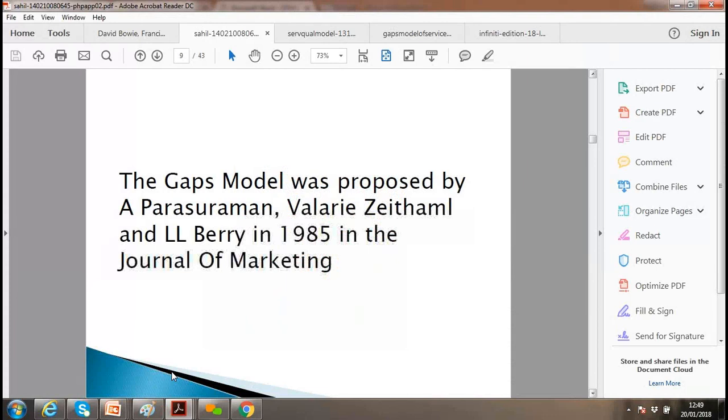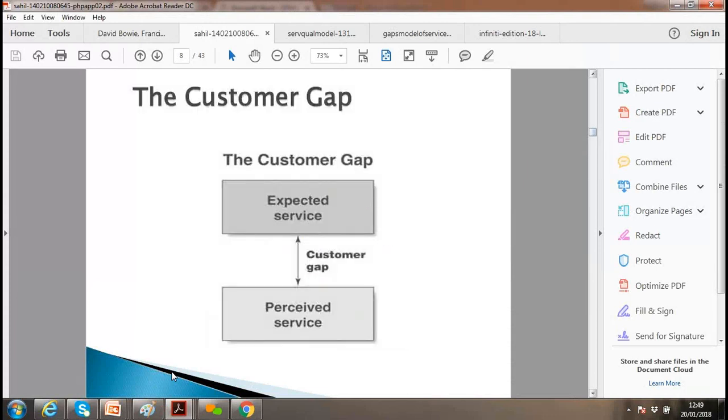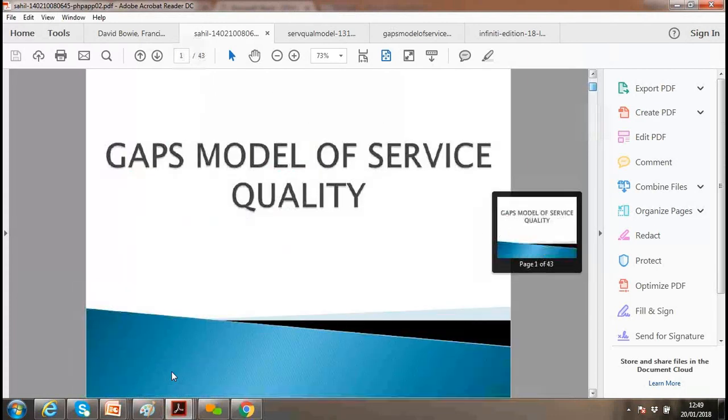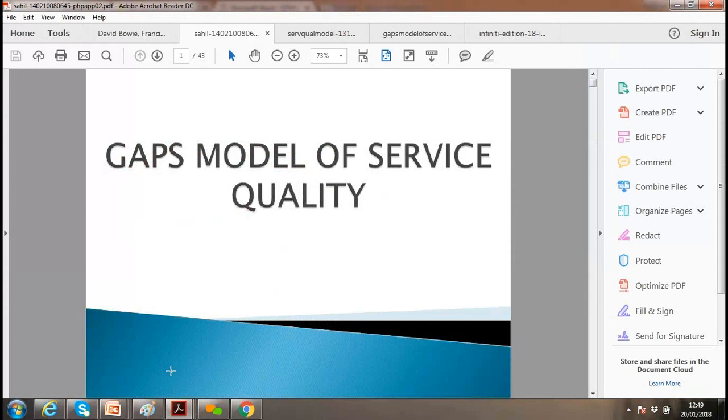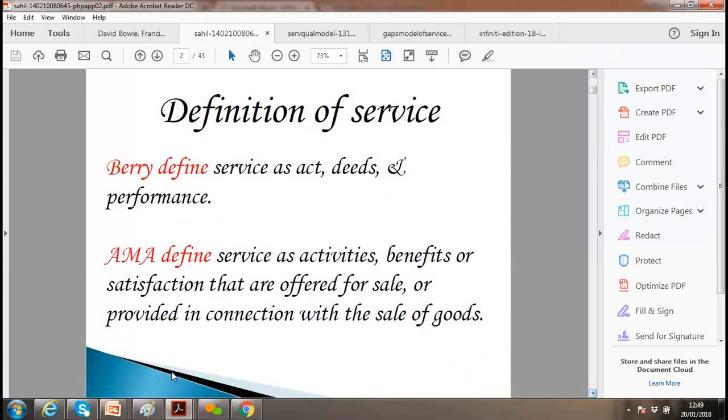Okay, so next we are looking at the gap model. The gap model is called the service quality model. Gap means what the customer expectations were and what we are delivering, and where we have a gap. Different authors explain it in different ways.